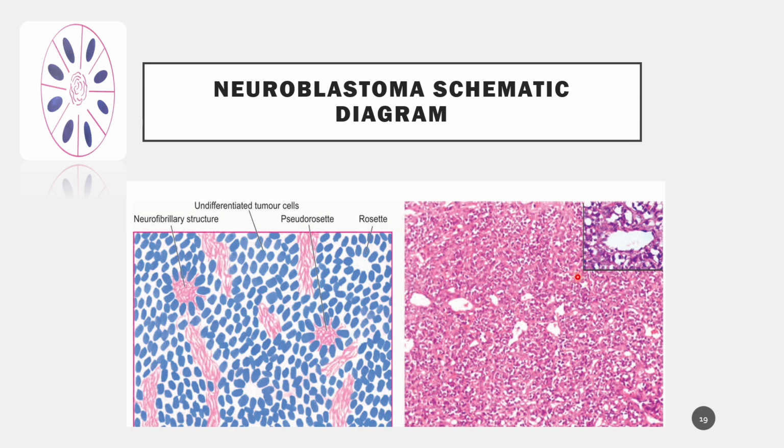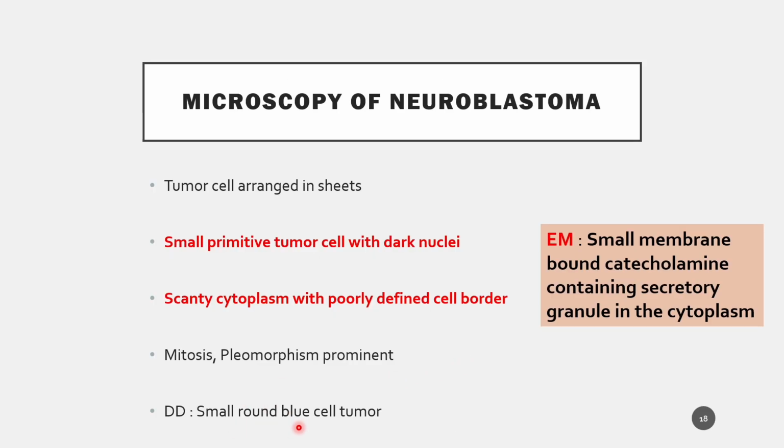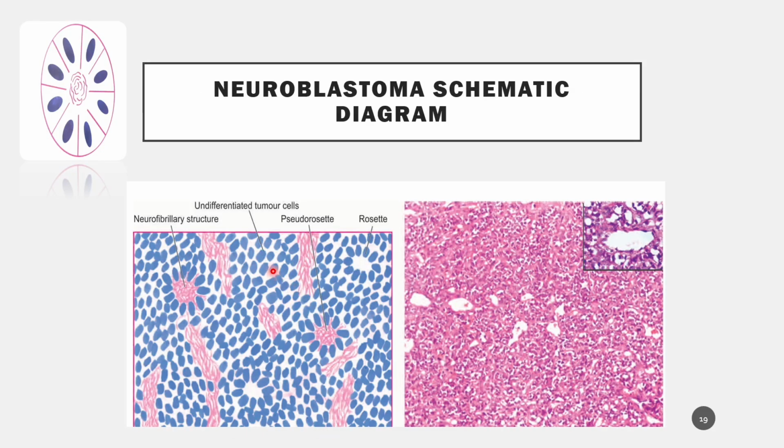This is the photomicrograph of neuroblastoma, and this is a schematic diagram from the Hirschman book. See, these blue colored cells are undifferentiated neuroblastic cells. They have a dark nucleus and scanty cytoplasm. You can't see the cytoplasm. They are very small, round, and don't have much cytoplasm. Here you can see small round blue cells. So it is one of the small round blue cell tumors. This is the undifferentiated neuroblastic tumor cell with scanty cytoplasm and dark blue nucleus. Here you can see a dark blue nucleus.